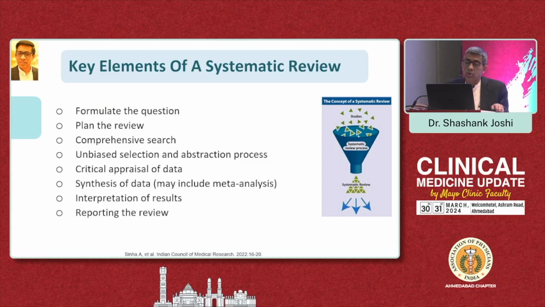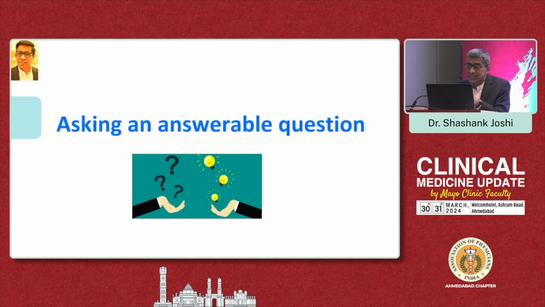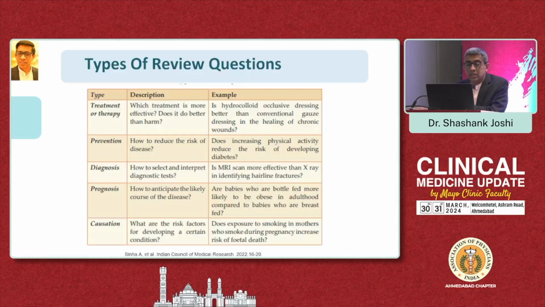So when we are writing up a systematic review, we need to formulate a question, plan a review, and have a comprehensive search. We have very good engines for that. Then an unbiased selection and abstraction process, critical appraisal of data, synthesis of the data, and that includes meta-analysis. So that's the last component of my talk. Then interpretation of results, and then reporting the review. So asking an answerable question is the key when you start a review.